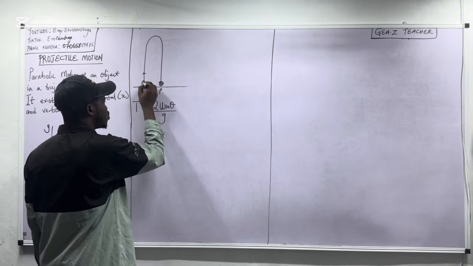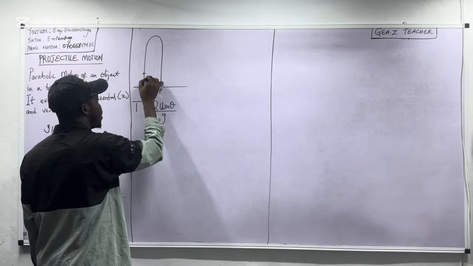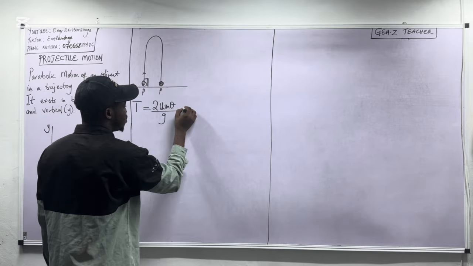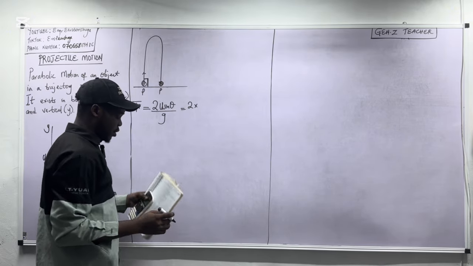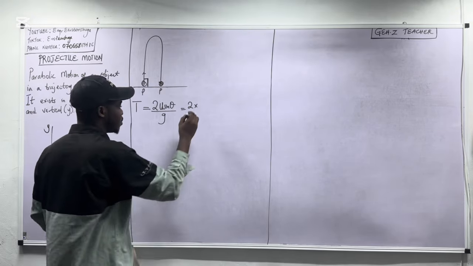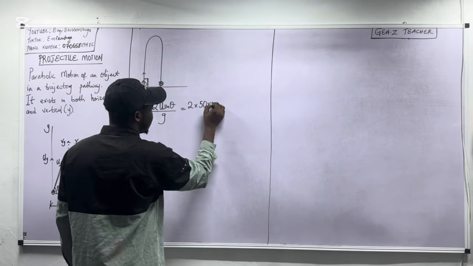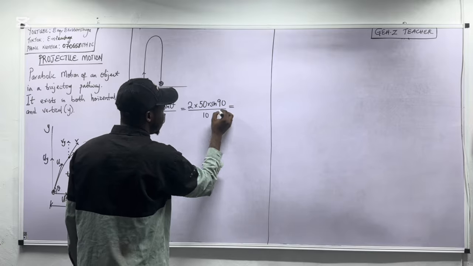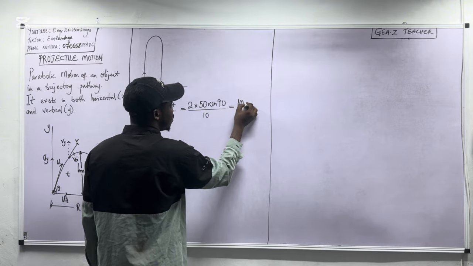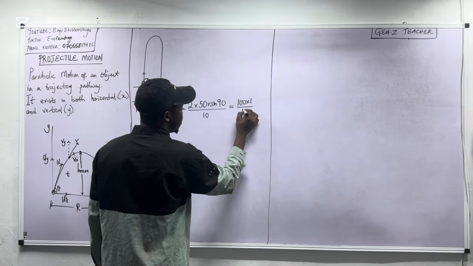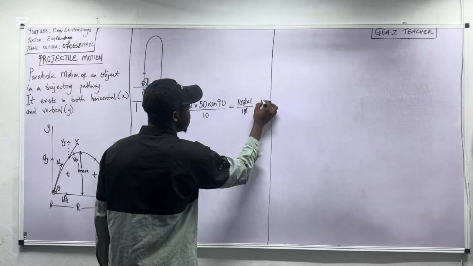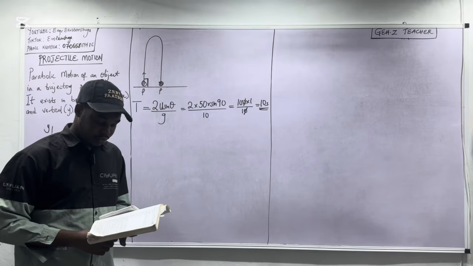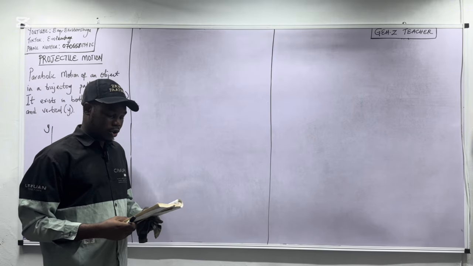But recall, it was shown vertically upward, so the angle is actually what? 90 degrees. Okay, so you can just say 2 times the velocity at projection was how many? 50. So we have 50 then times sine 90 all over 10. Okay, so this gives us 100 times 1 over 10, and the answer should be 10 seconds. Should be the answer. 10 seconds. Okay.